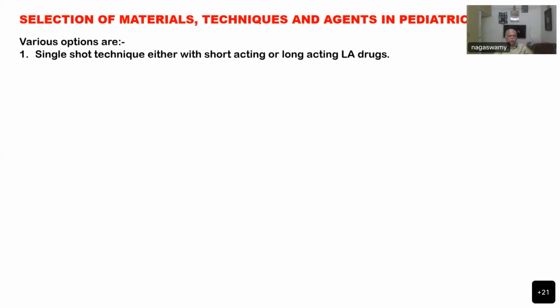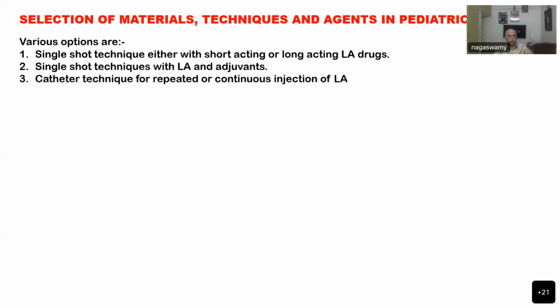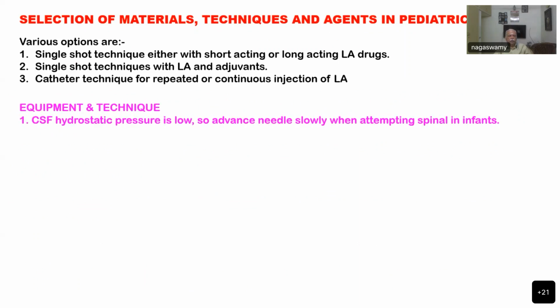Various options are, you can do a single shot technique either with a short acting or a long acting LA drug, or you can do a single shot with a LA and an adjuvant, or you can use a catheter technique for repeated or continuous injection of LA. What are the equipments and technique?